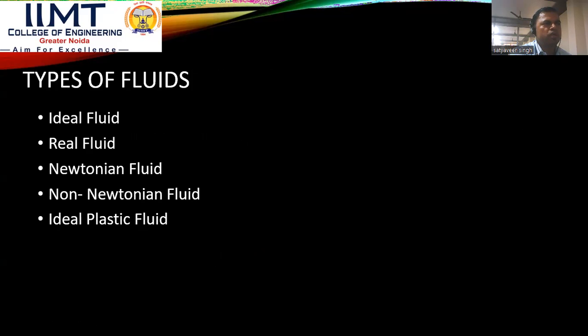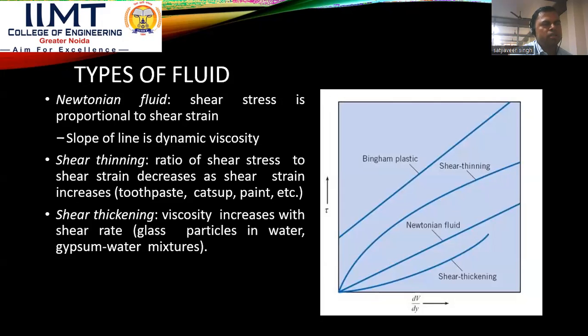Basically, we have to know what is ideal fluid, real fluid, Newtonian fluid, non-Newtonian fluid, and ideal plastic fluid. Ideal fluid is that fluid which has no viscosity, no surface tension, no compressibility. But a real fluid has viscosity, surface tension, and compressibility. A Newtonian fluid is that fluid which obeys Newton's law of viscosity, in which shear stress is related to the shear strain. So this type of liquid is called a Newtonian fluid.